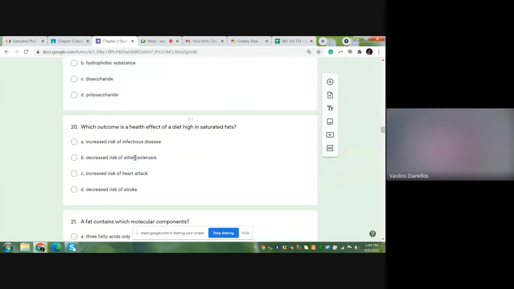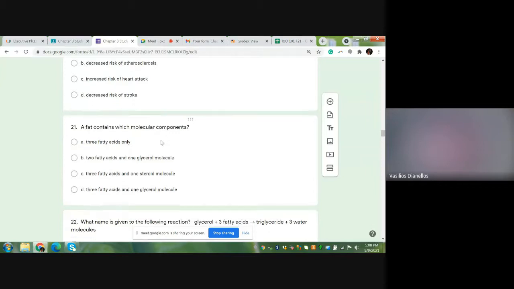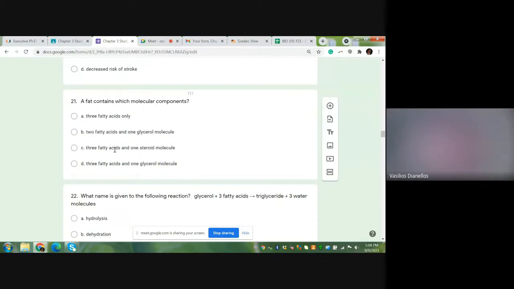All right, 20 won't be on the exam, but I did say high saturated fats aren't bad for you, so just know that for your life. 21, a fat contains which molecular components? You do need to know this. It is 3 fatty acids and a glycerol molecule. Because remember, I said you needed to know for all 4 categories of the biological molecules what they're made of, right? So a triglyceride, a fat, contains 3 fatty acids and a glycerol molecule. Any questions about number 21?